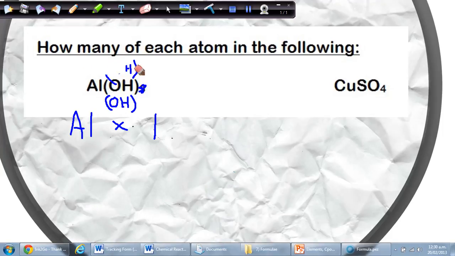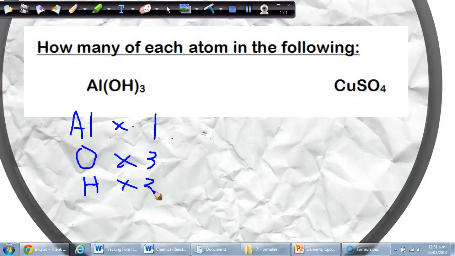Alright, or you might find it easier, some students just like to do it this way. You can times everything in the bracket by 3. So 3 oxygens, 3 hydrogens, and then get rid of the 3 because we've used it up. Either way, you should be able to figure out that we've got oxygen times 3 and hydrogen times 3. So everything in there times 3 gives us a total of 7.